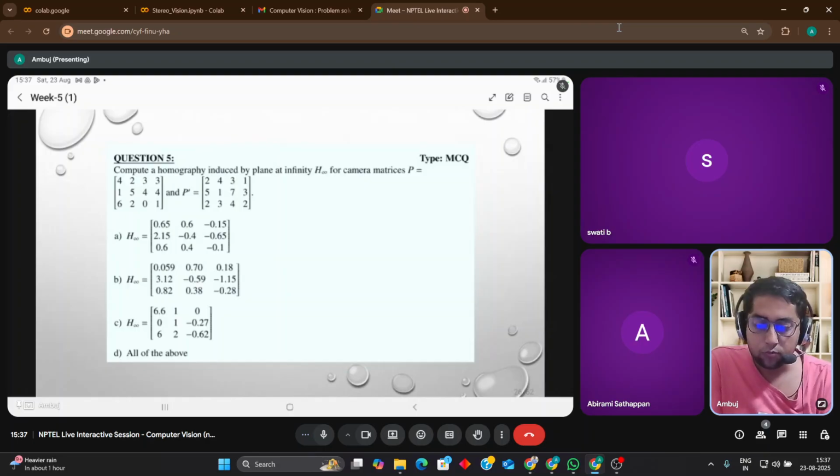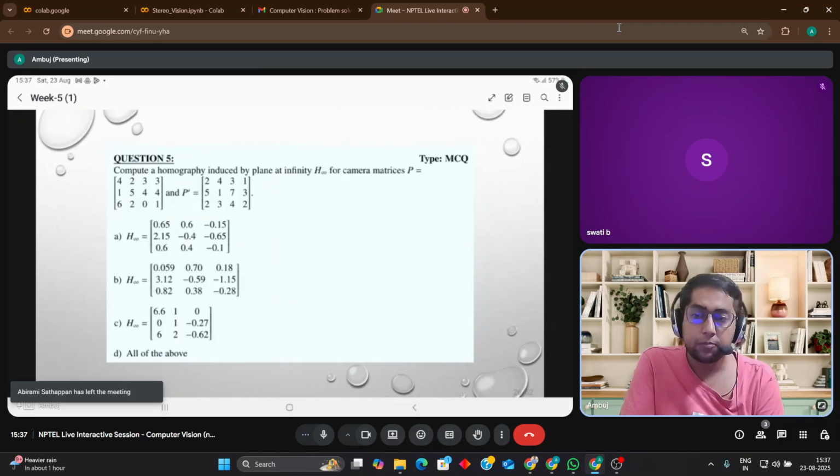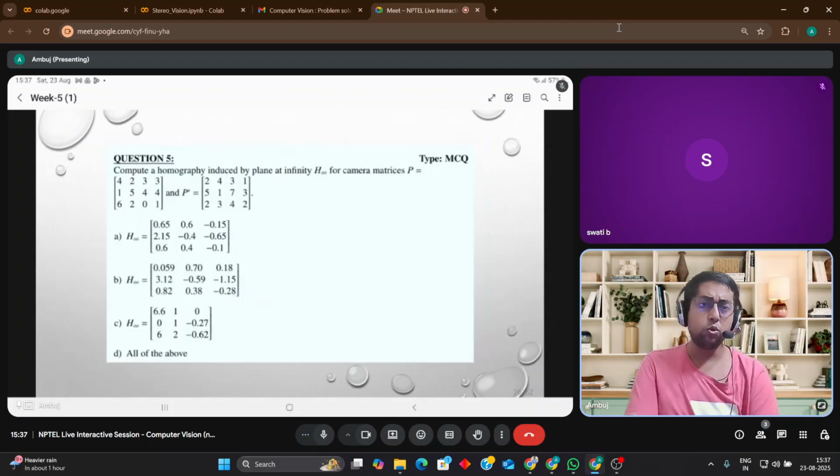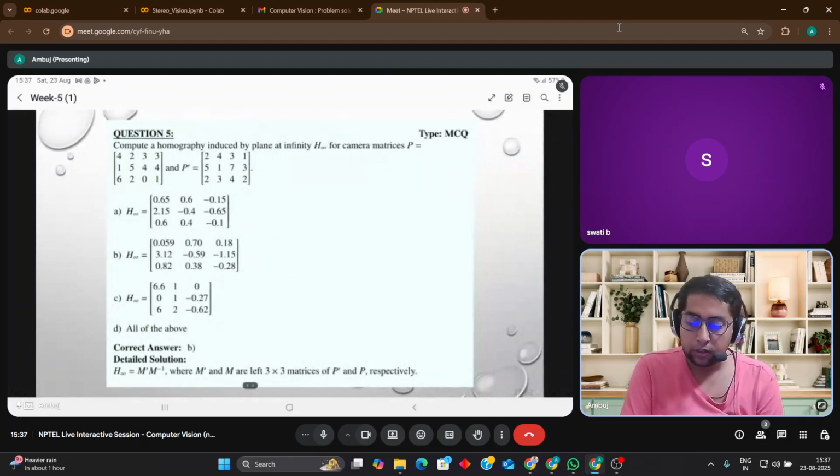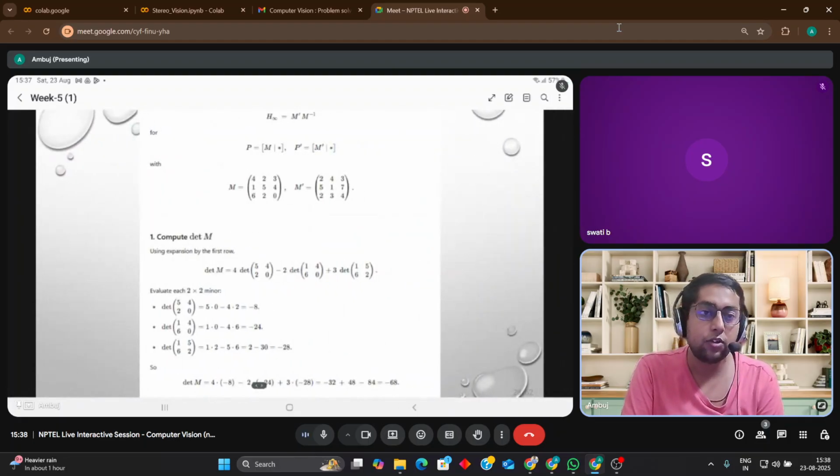Okay, moving forward to this particular question number 5. Compute a homography induced by plane at infinity, H infinity, for camera matrices P and P dash. Both the matrices have been given to us. Now, for calculating the fundamental homography matrix H infinity, we have to use the notation M dash multiplied by M inverse. M has been given to us.